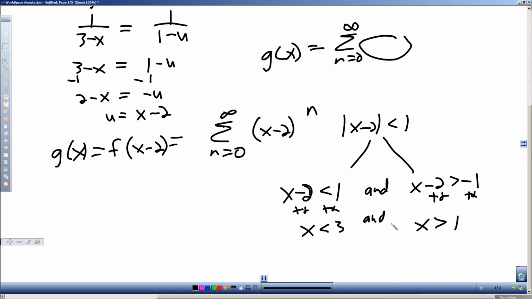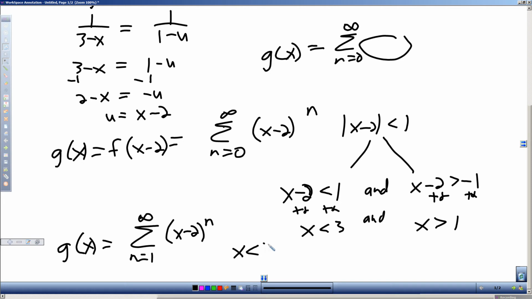So 2 works for an and. 2.1 works for and, 2.0 works, but not and for or. But our goal is we want a restriction, so we know this is going to be an and. Because if we had an or, then this would be no restriction at all. Right? Okay. So our answer, we could say g of x is equal to the sum as n equals 0 to infinity of x minus 2 to the n, and x is between 1 and 3.